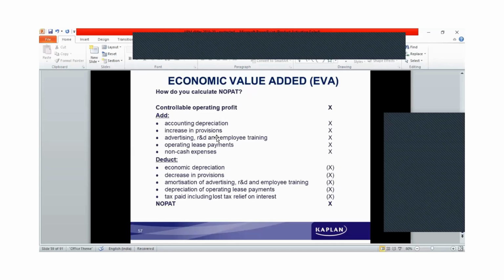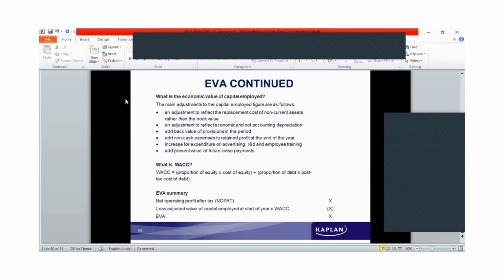Then finally, from the operating profit calculate the tax and deduct the tax amount, and the resultant figure is called net operating profit after tax, because it includes only the operating transactions. Then from the net operating profit after tax, the cost of capital is calculated and deducted.